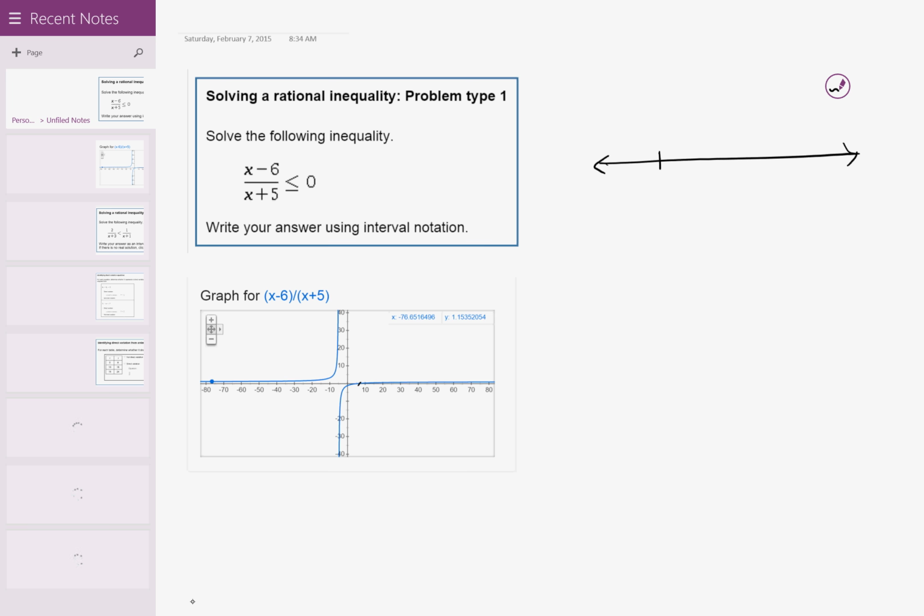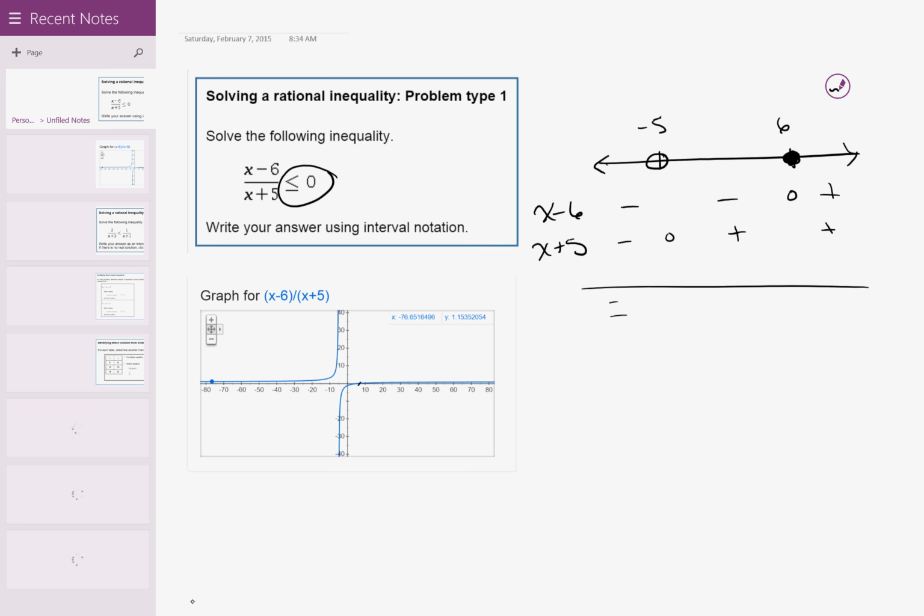So I'm going to write my boundary points, -5 and 6, and x cannot equal -5, so that has to be an open circle. At 6, it's equal to 0, so I will include that value when I get done. The factor x minus 6 is negative until we get to 6, where it's 0, and then it's positive. X plus 5 is negative, and then it's 0, and then it's positive and positive. I'm looking for a quotient that is less than or equal to 0.